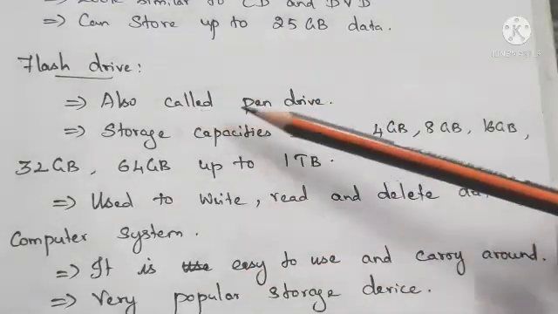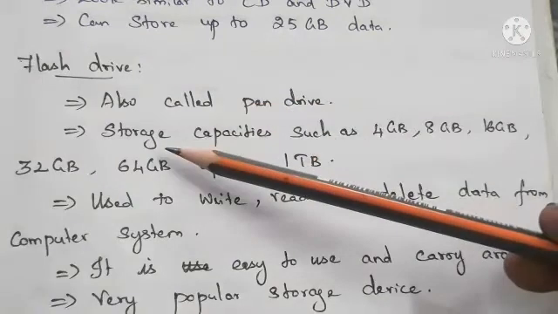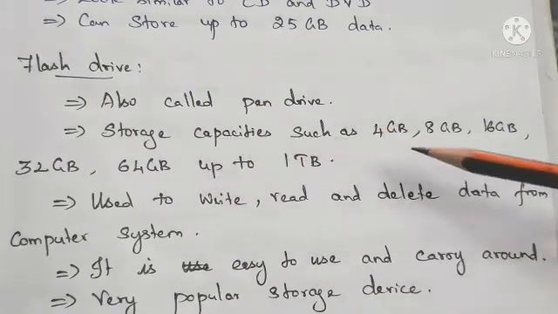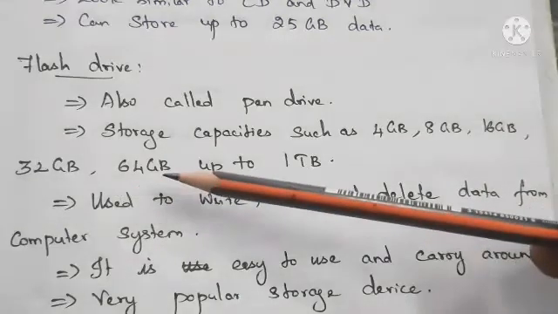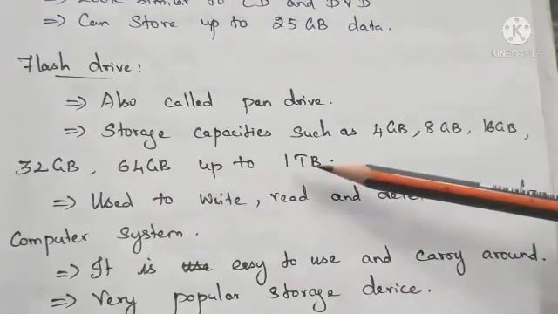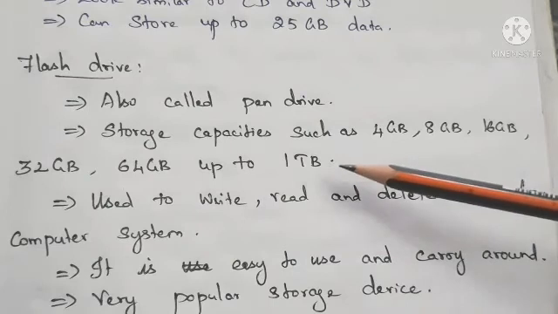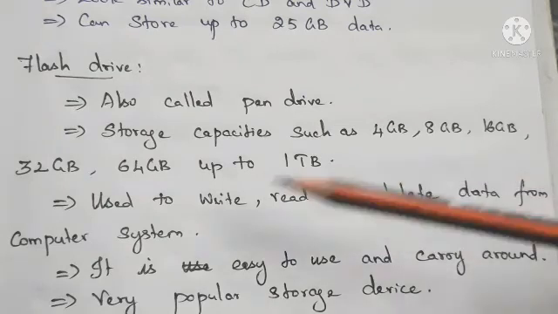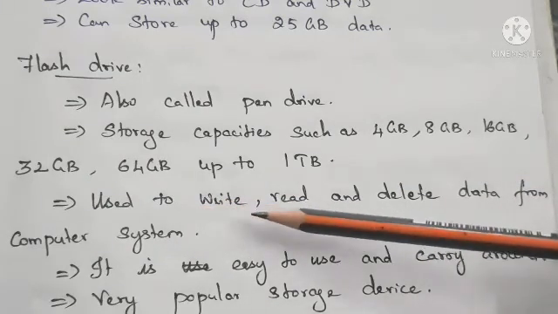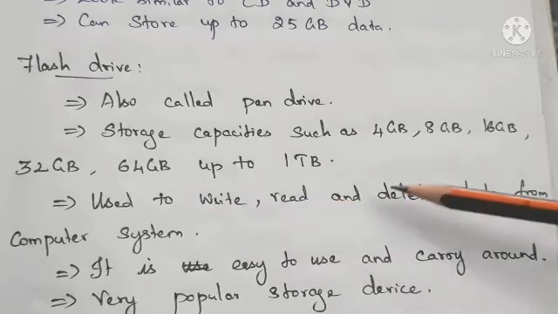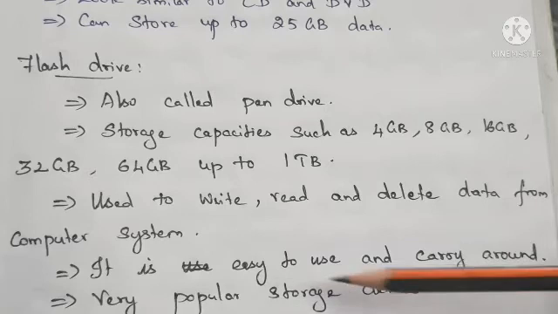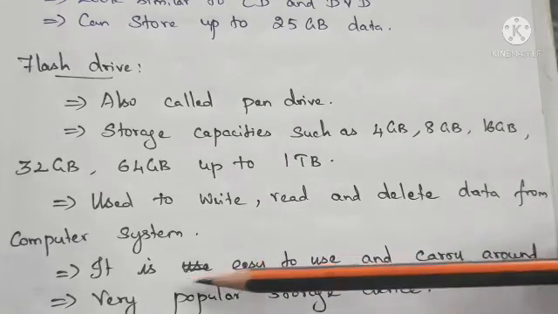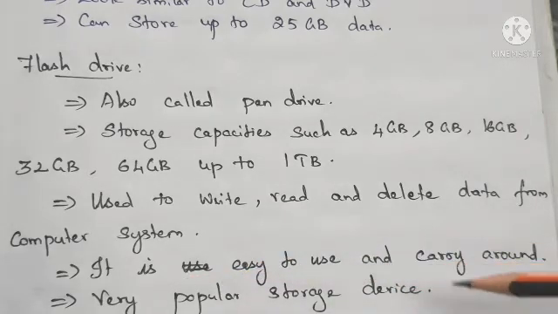It is also called a pen drive. It has a storing capacity of 4 GB, 8 GB, 16 GB, 32 GB, 64 GB up to 1 TB of data. By using the pen drive we can write, read and delete the data from the computer system. It is easy to use and carry around.